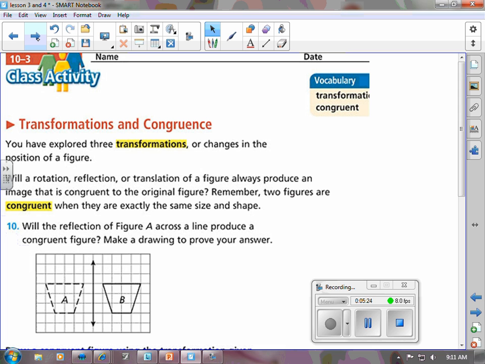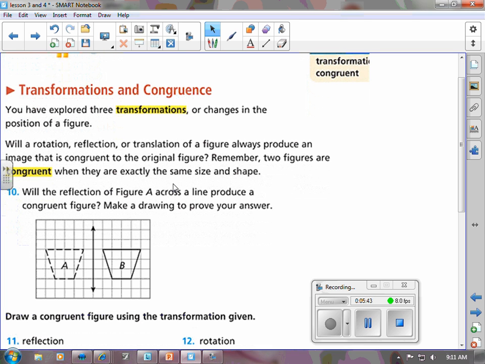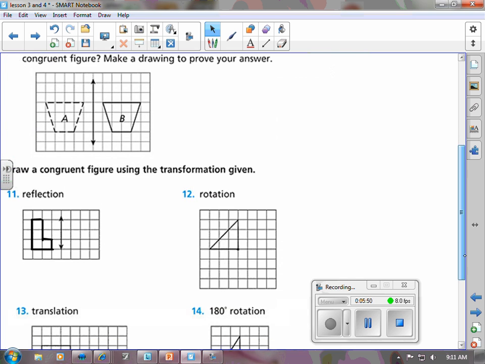Okay, so those are the three kinds of transformations that we can have. I hope you guys kind of understand it. Also, you might want to watch that song to really see what transformations are about. Okay, but we're going to go on here. We're going to rotate, reflect, or translate some things. So first one. Okay, draw a congruent figure using the transformation given.